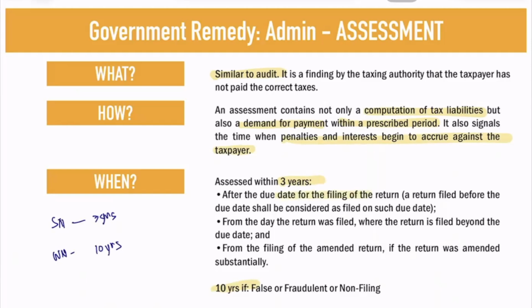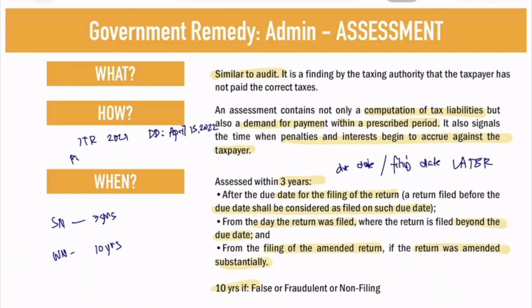When can we say you have a simple neglect? The period is counted from the due date for the filing of the return, and a return filed before the due date shall be considered as filed on such due date. If it is filed beyond the due date, it is counted from the day the return was filed, or the filing of the amended return if the return was amended substantially. So, 3 years for simple neglect, counted from the due date or filing date, whichever is later.